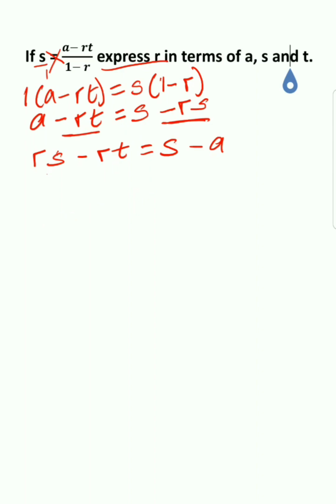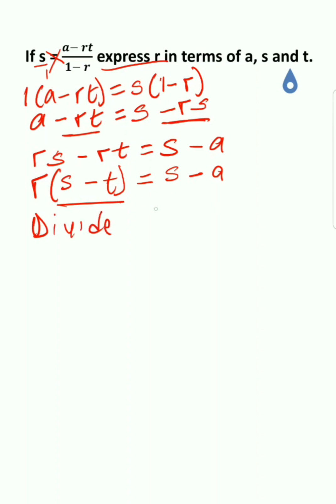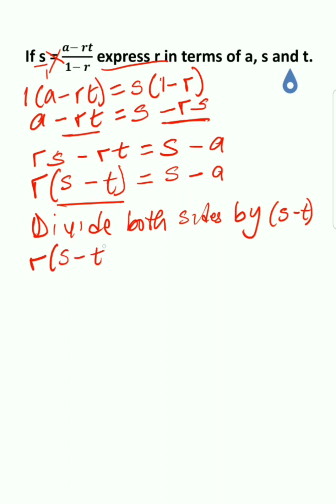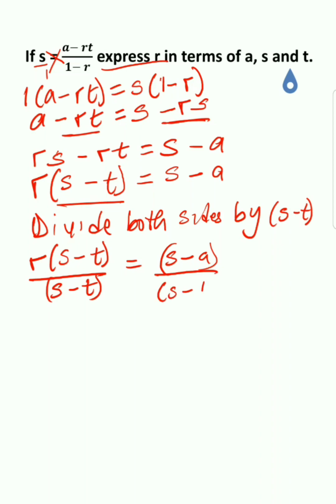We want to factorize with r, so we focus on what is our subject, r. So r into sr, we have s. r into minus rt, that's minus t, equals to s minus a. And so the coefficient of r is s minus t. We'll divide both sides of the equation by s minus t. And so r into s minus t divided by s minus t equals to s minus a divided by s minus t.